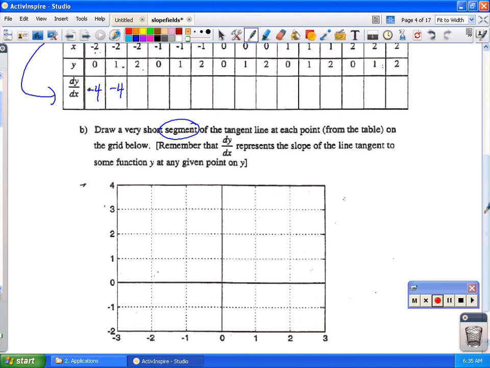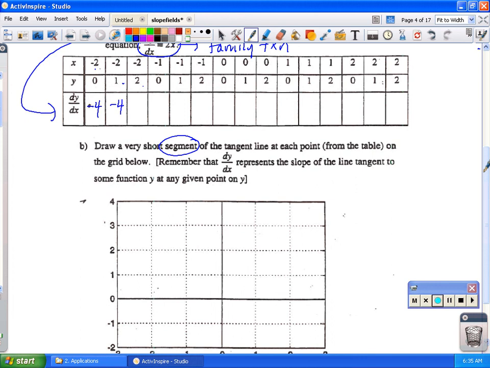So for example, highlighting the first values in the table, I'm going to go to the point (-2, 0), and at (-2, 0), I should have a slope of -4. Now, you're going to do your best to think about what a line would look like that has a slope of -4. Well, obviously, if it has a negative slope, it's going to slant to the left or decrease. And -1 would be about a 45 degree angle, so -4 might look something like that.